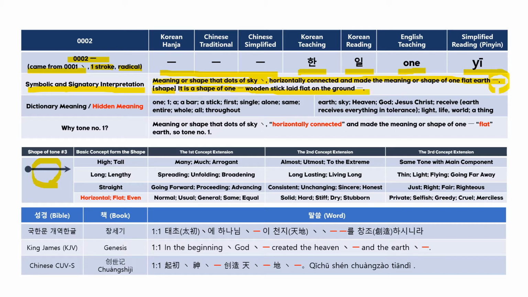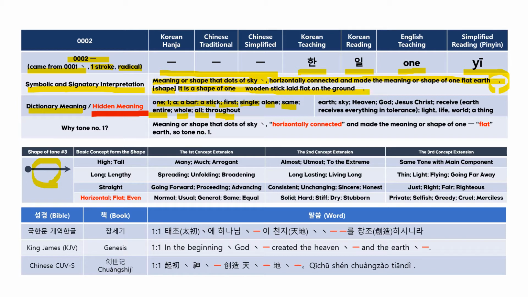And the dictionary meaning: one, a bar, a stick, first, single, alone, same, entire, whole, all, throughout. These dictionary meanings remain in Korean Hanja dictionary and Chinese characters dictionary. But as well as the dictionary meanings, hidden meanings are much more important, as I told you.